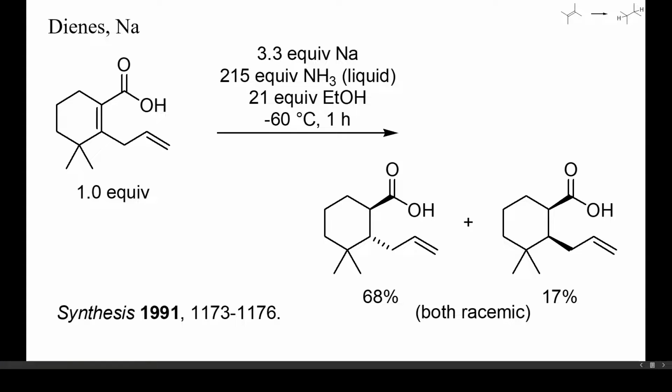Alpha-beta unsaturated carboxylic acids can also be reduced with metals. In this example, sodium in liquid ammonia was used, thus the conditions of the Birch reduction. Neither the carboxylate nor the unconjugated double bond were reduced.